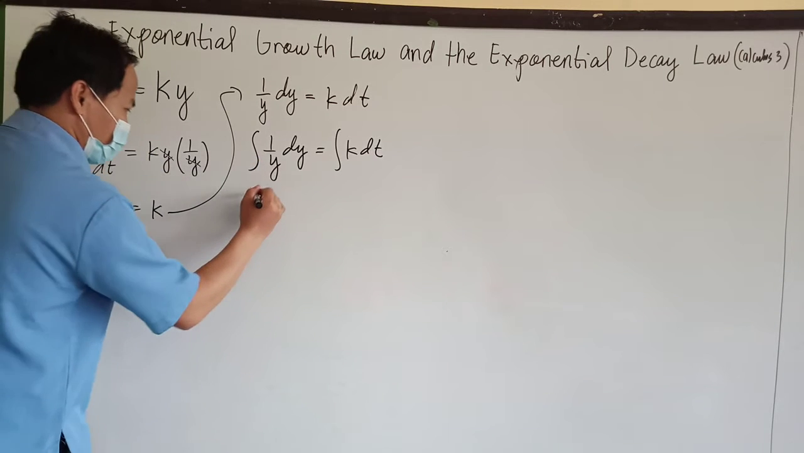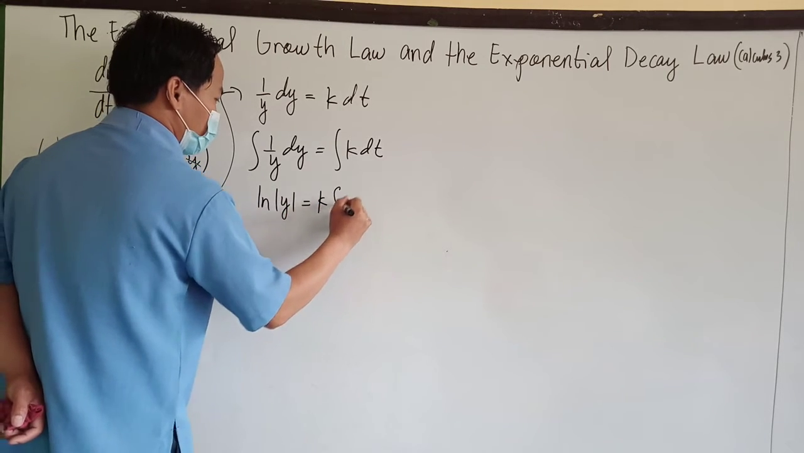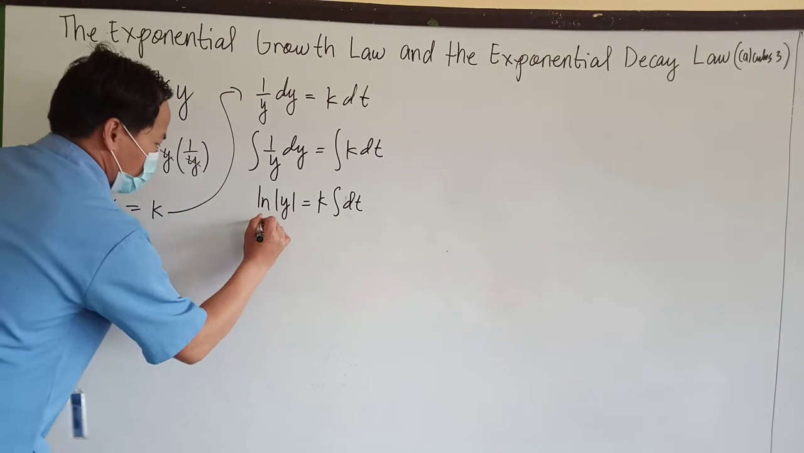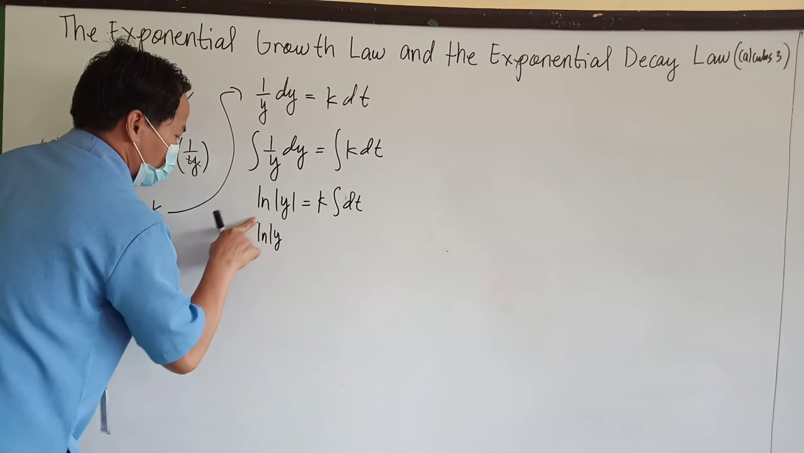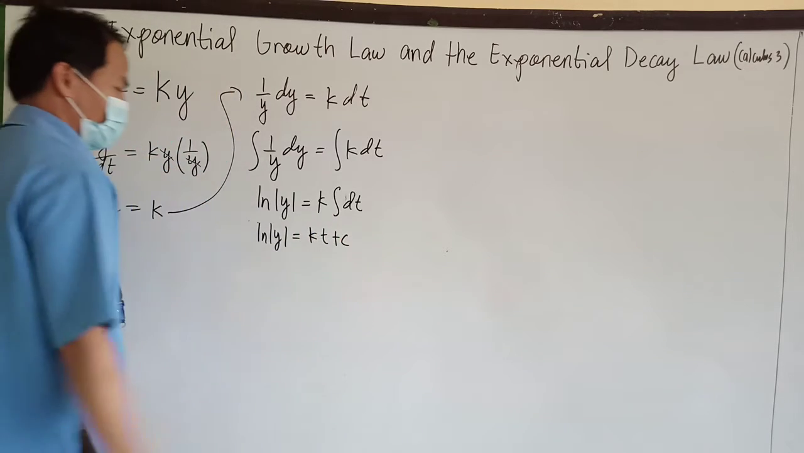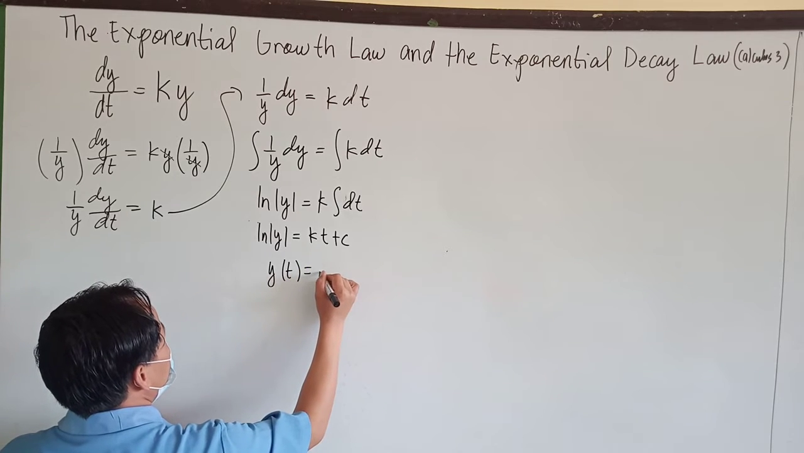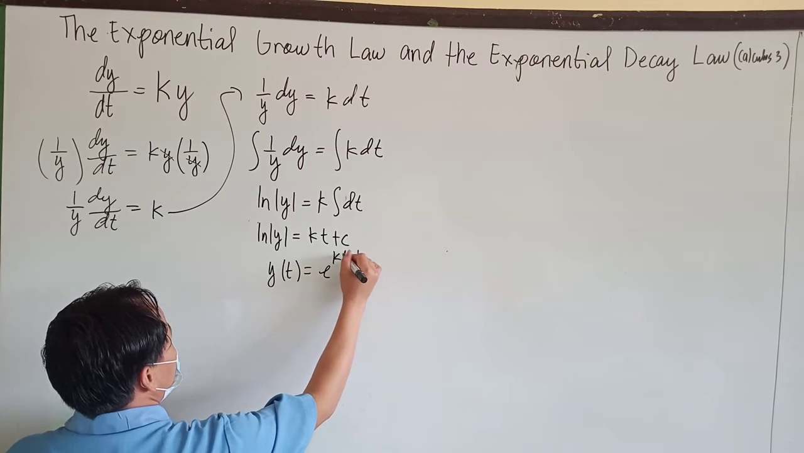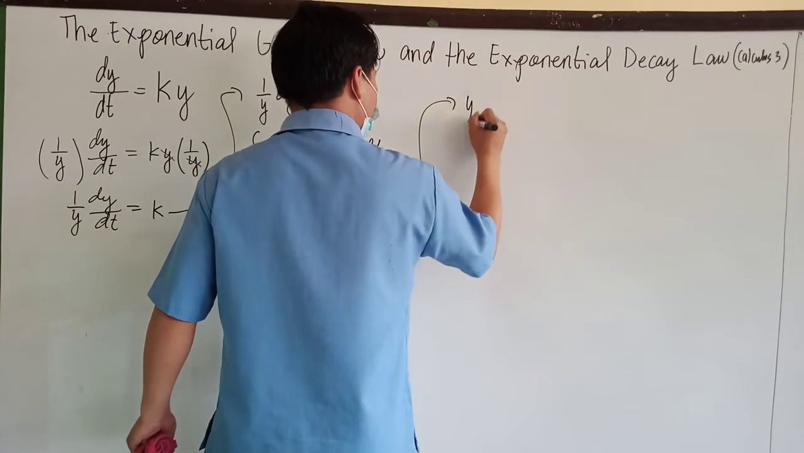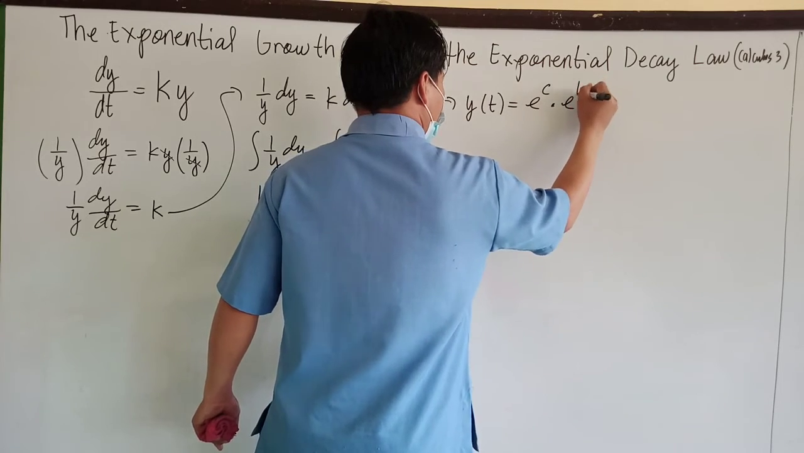Next, the integral of 1 over y is ln of y, which is equal to k times the integral of dt. The integral of dt is t, so ln of y is equal to k times t plus c. Our goal is to find the solution for y, so y of t is equivalent to e to the power of kt plus c. From that, we can derive the given function as y of t equal to e to the power of c multiplied by e to the power of kt.